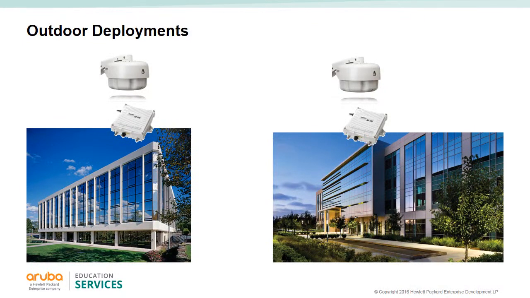The IAP 175 and IAPs 274, 275 are capable of withstanding harsh outdoor conditions. These IAPs will also use the mesh technology as explained in the previous slides. It would therefore be extremely easy to link multiple buildings together. The proper antennas and outdoor deployment procedures are still required.